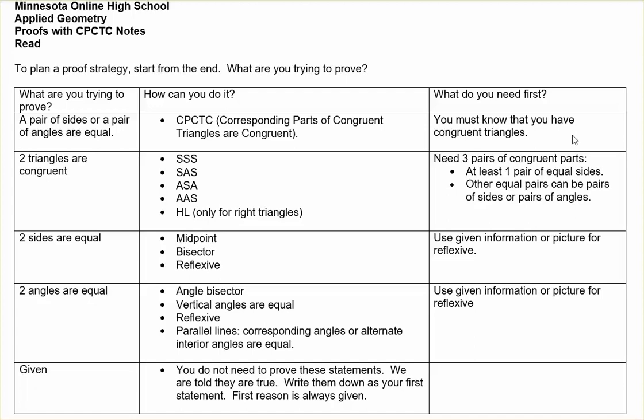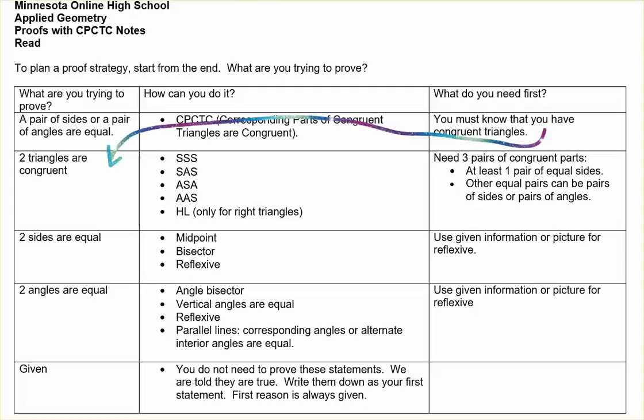Okay, if I want to use that, what do I need to know first? I need to know that the triangles are congruent. So we're going to go back to our first column. Now we need to prove that we have two congruent triangles. We have learned 4 ways to prove that any triangles are congruent: side, side, side; side, angle, side; angle, side, angle; angle, angle, side; or hypotenuse leg, which can only be used for right triangles. In your proof, you will have to have one of these before you can use CPCTC.